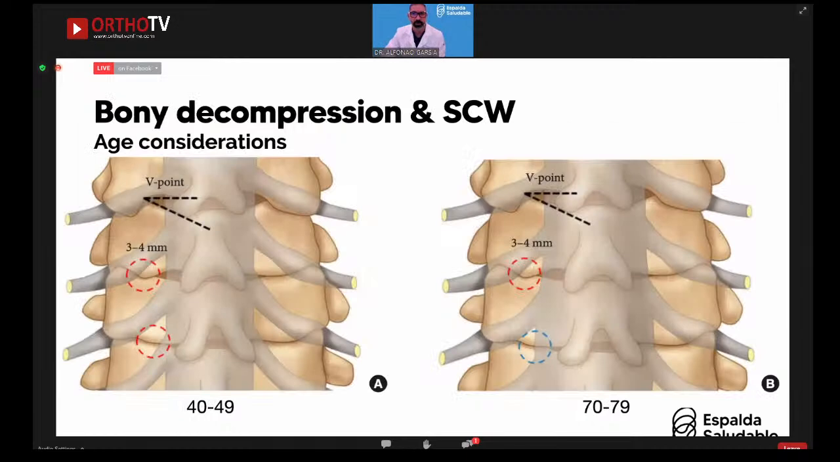And this is what I mean. When you start drilling in a patient less than 50 years old, using the V point as the starting point, you almost always end up lateral to the dura or lateral to the shoulder of the exiting nerve root. But this doesn't happen in the patient over 70 years old. As you can see with the blue circle right here, you can know that the V point is medial to that lateral border of the dura. So that means you have to prepare in advance to take a little bit more bone out of that decompression.